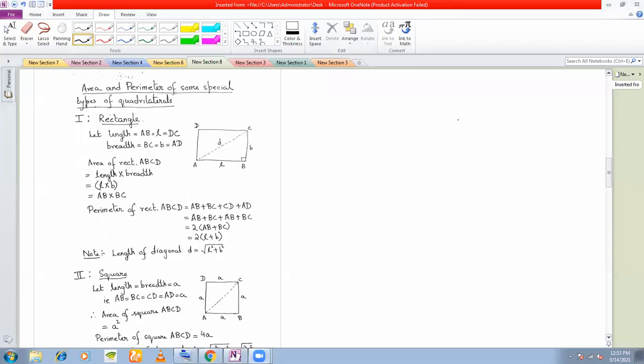All the regular types of quadrilaterals are there. For example, rectangle, you already know, length into breadth. Area of a rectangle is L into B. Perimeter is twice L into B, L plus B.